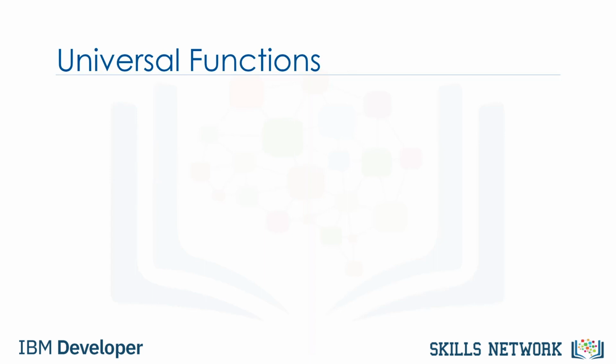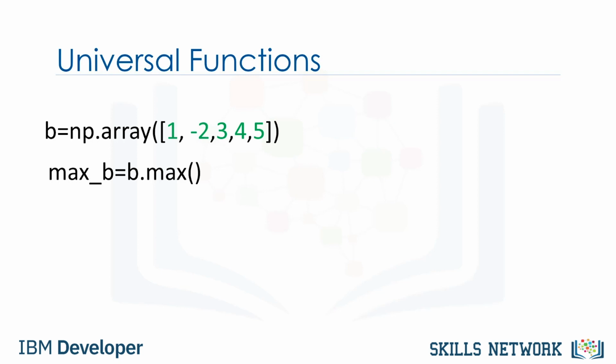There are many other functions. For example, consider the Numpy array B. We can find the maximum value using the method max. We see the largest value is 5. Therefore, the method max returns a 5.